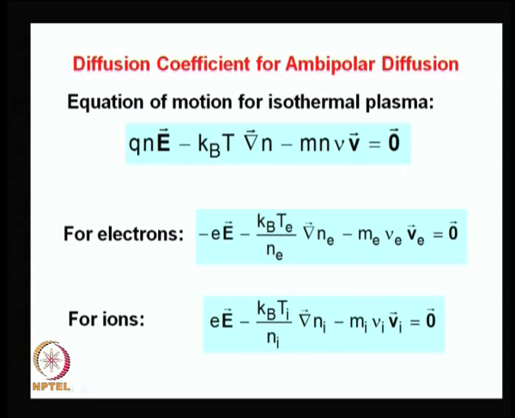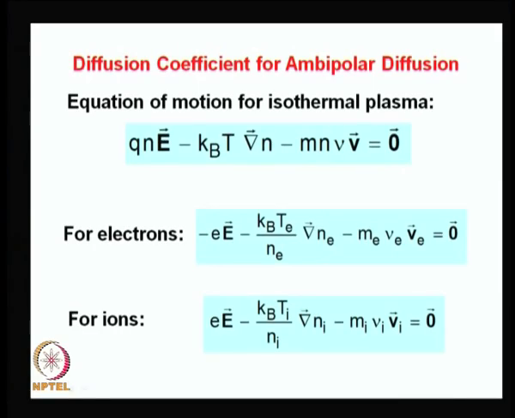So, what have we done? We have simply written the equation of motion for isothermal plasma for both electrons and ions. We have divided the equation by the number density, and we have used the charge minus e for electrons, and then temperature for electrons is Te, number density is Ne, collision frequency is nu e, and mass is me.